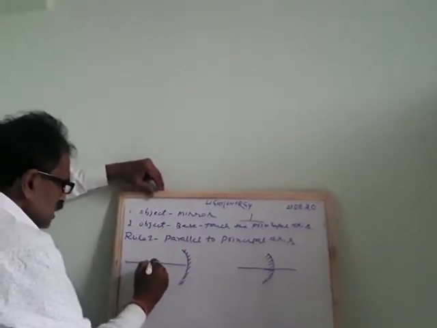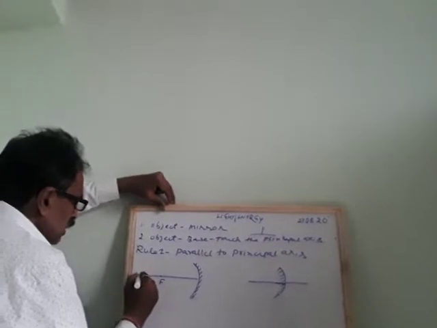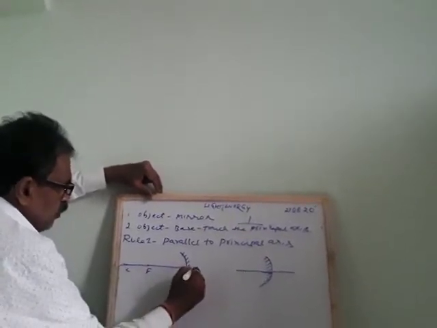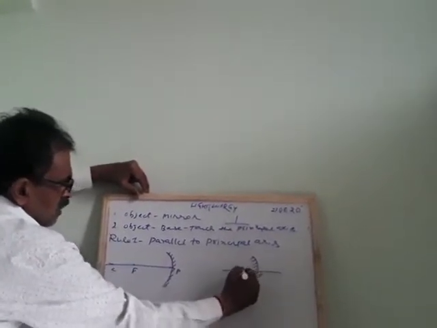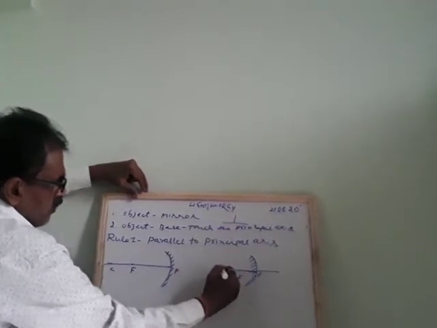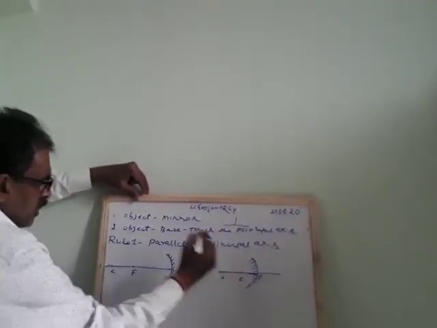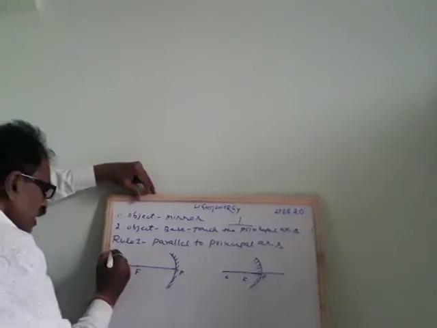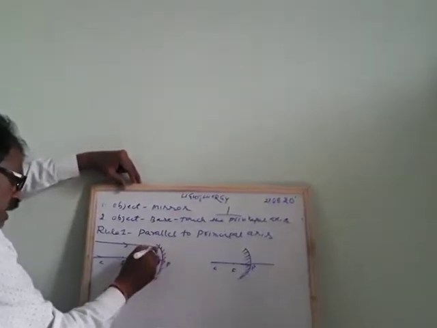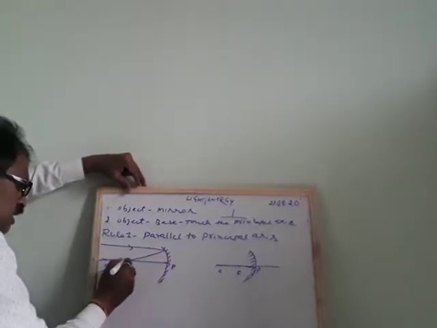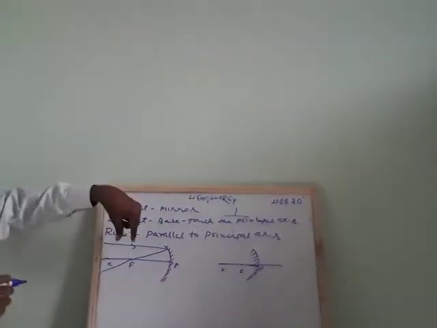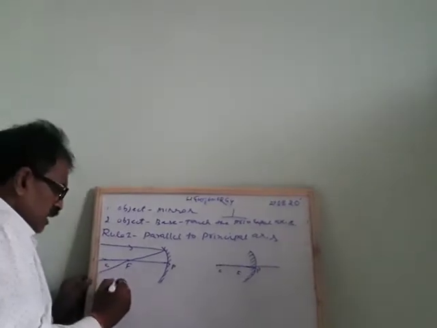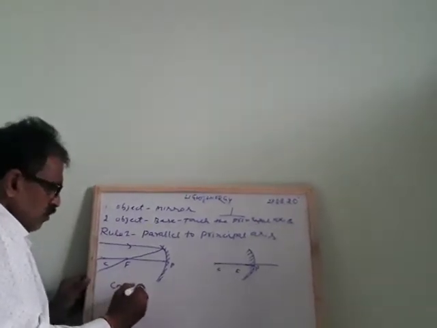So this is focus. This is center of curvature. This is pole. This is focus. This is center of curvature. Okay. So when a ray of light passes parallel to the principal axis, this ray will come back passing through the principal focus in case of concave mirror.